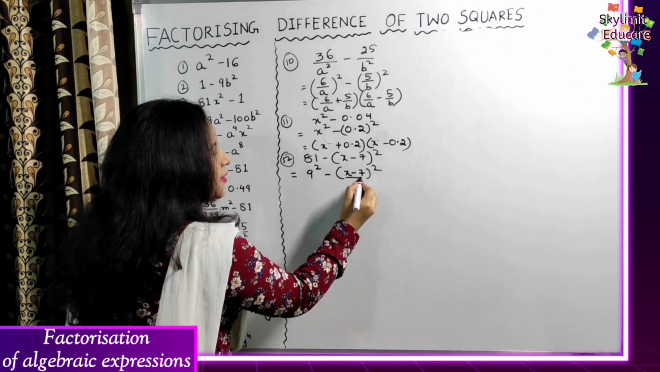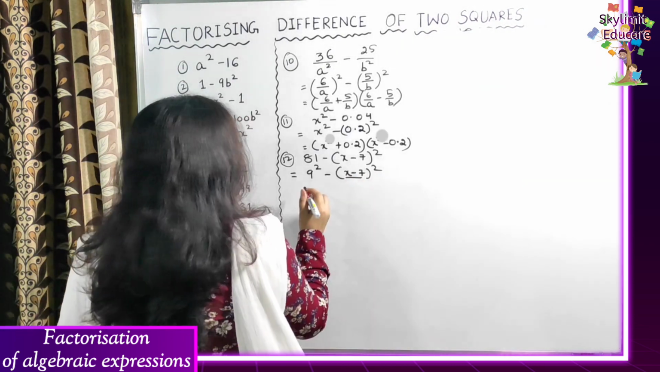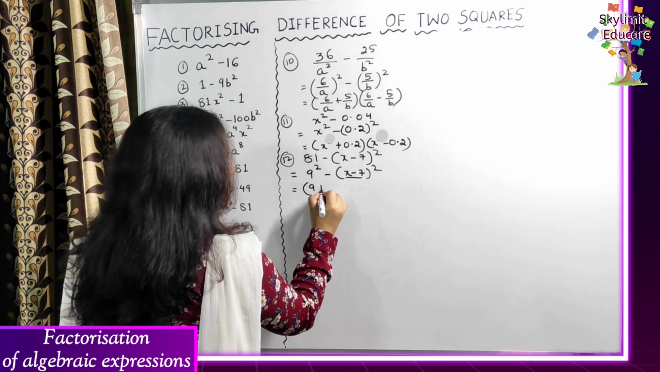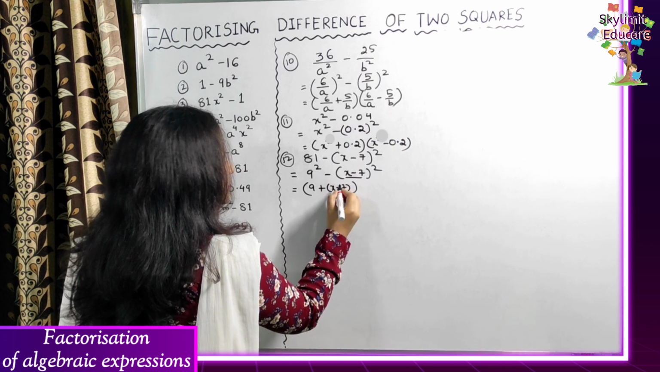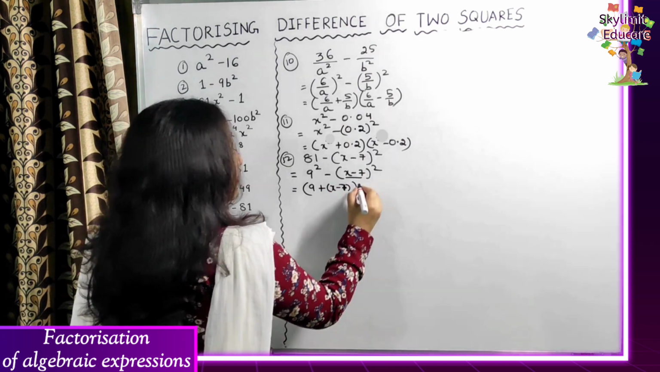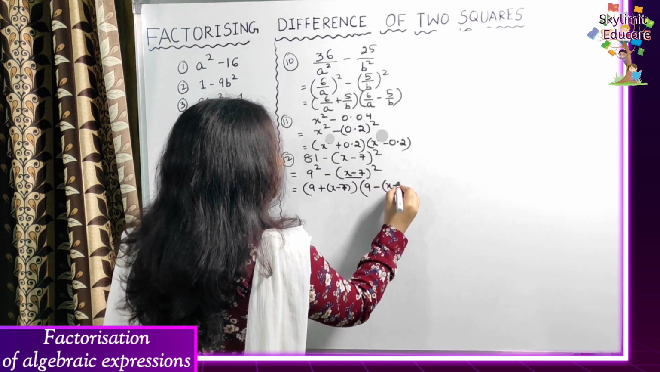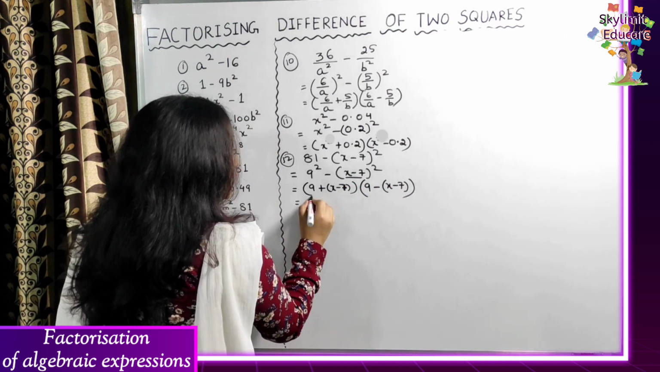So what is b here? B is x minus 7. So what is the format? A plus b. A is 9 plus b, what is b? x minus 7. Clear? Multiplied to a minus b. B again here is what? x minus 7. So now let's open the bracket.